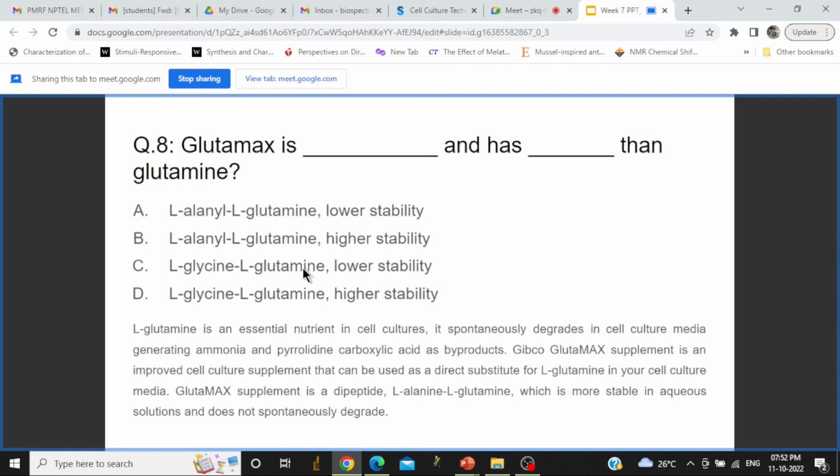Why is it made? As L-glutamine has a low stability. Because of adding this L-alanine group to this L-glutamine, it becomes highly stable. So it has higher stability as compared to glutamine. So this GlutaMAX supplement is an improved cell culture supplement that can be used as a direct substitute of L-glutamine in the cell culture. So this was all about this question. So the answer is B, L-alanine L-glutamine, and this has higher stability than glutamine.